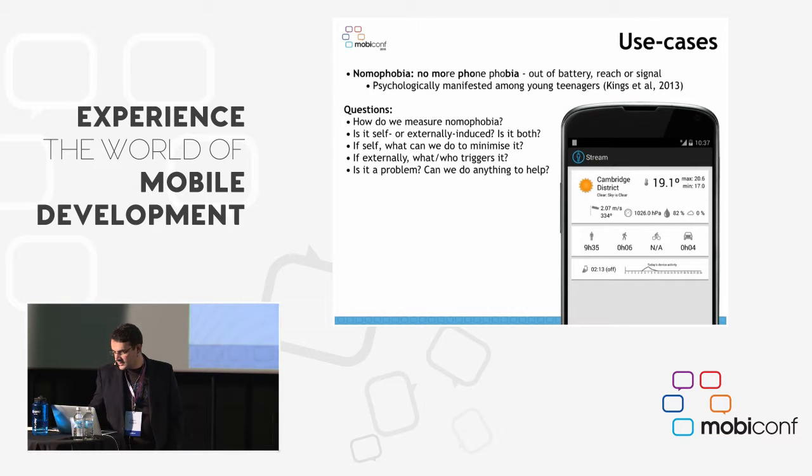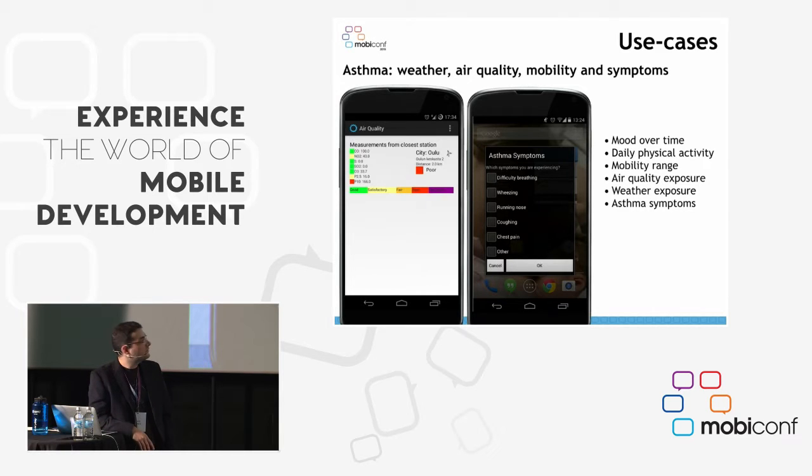With the Air Quality Center in Finland, we also looked at symptoms in terms of asthma. So, for example, people who have asthma, we check, does their mood change depending on the time of the year, the amount of physical activity they do, how much do they walk on a daily basis, like the mobility range, the air quality around them, and then the weather conditions, and also the symptoms that they report on a daily basis. We are currently analyzing this data.